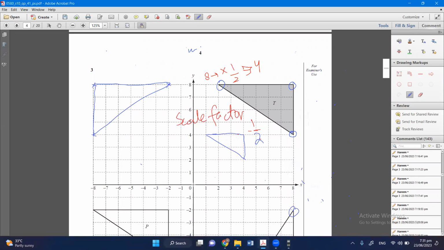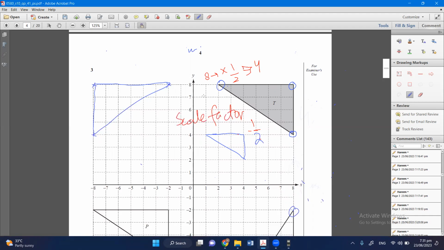The distance from the center, the origin, will also be half. So you can make the concept of it like this: the distance from the line would also be half, and the original length of the sides would also be half.